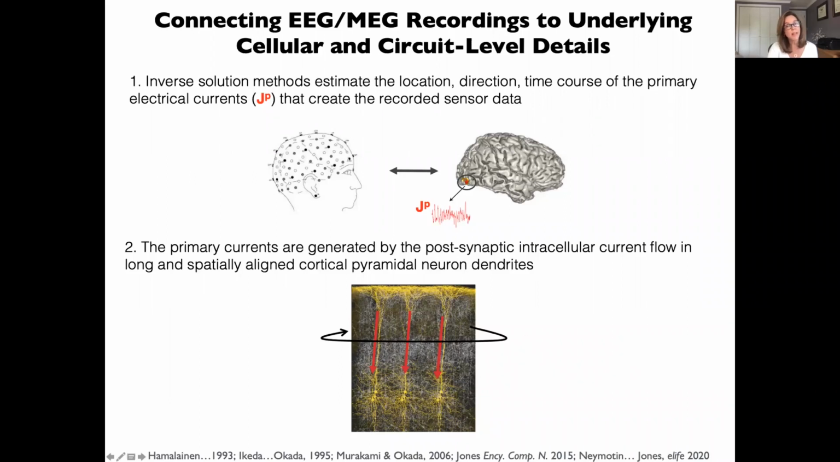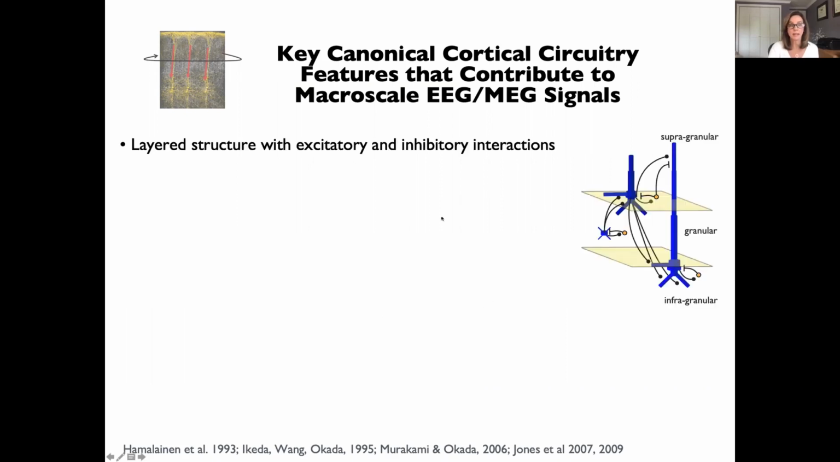And so, given that this is where the signal comes from, there are some key canonical features of cortical circuitry that we have to take into account in our modeling in order to study the cellular and circuit origin of this signal. The first is that the cortex is a layered structure. There are excitatory and inhibitory neurons in supragranular and infragranular layers that are synaptically coupled, including these pyramidal neurons in supragranular and infragranular layers that have these long apical dendrites that extend through the layers.